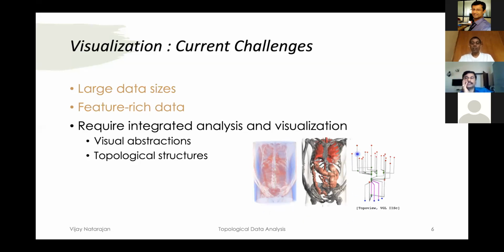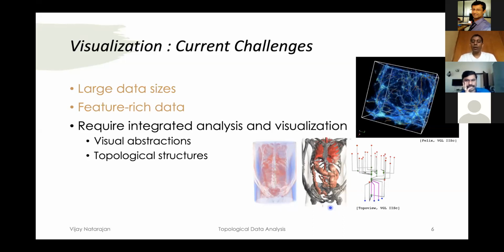Using a topological structure like this, a tree that we will see later today, we are able to generate a visualization such as this, the middle figure, where the bone structure and some of the organs are highlighted. So this is the benefit of using a topological abstraction such as this tree to enhance the visualization. Similarly, even in the study of cosmology, we are able to extract certain structures and use them to highlight interesting features in our data.